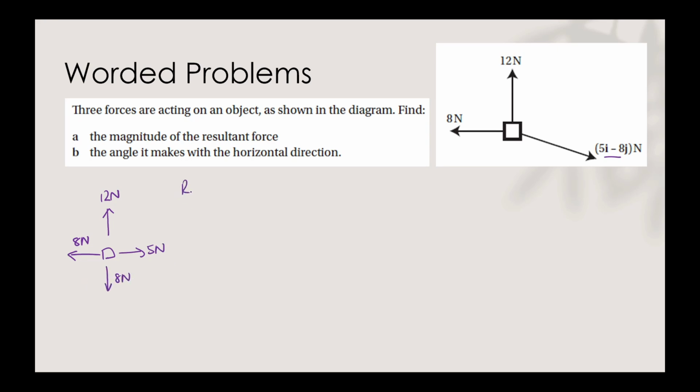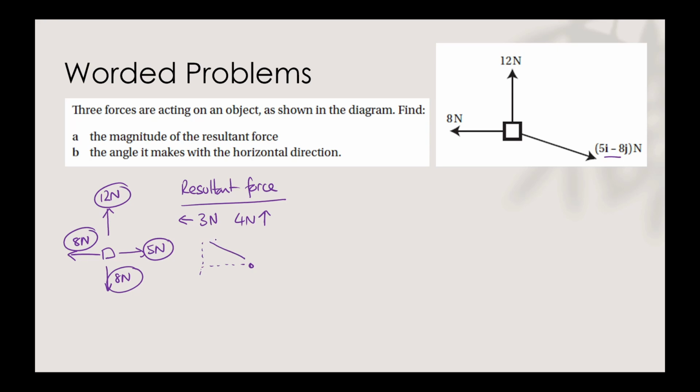So in terms of this, what I need to first work out is the resultant force, which if I compare the horizontal motions is going to give me a total of 3 newtons going to the left, and if I compare the vertical motion, I've got 4 newtons going up. So if I have a starting point, I'm going 3 newtons to the left and then 4 newtons up, which means it's going to be heading in this direction here.